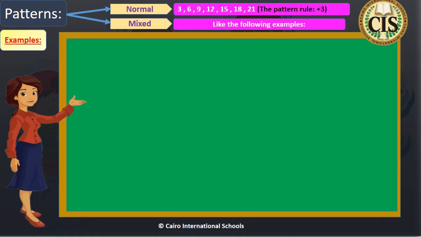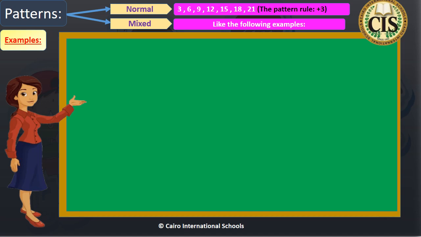Now we can say that patterns have two forms, which are normal pattern and mixed pattern. Normal pattern means we are adding or subtracting the same number, like 3, 6, 9, 12, 15, 18, and 21.